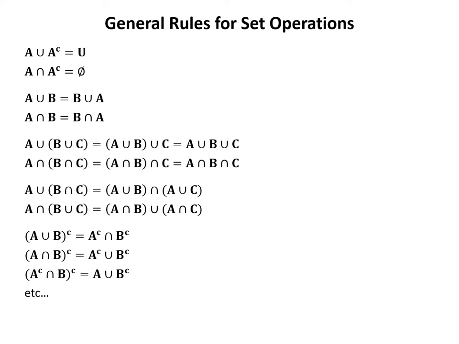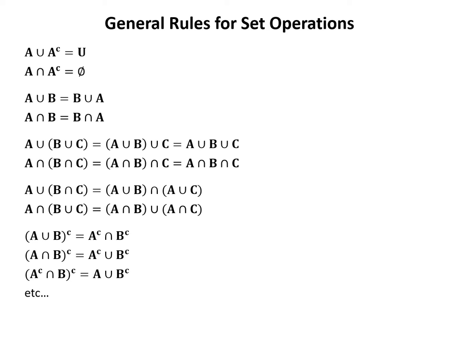Here is a further set of general rules for operations on or between sets. The first two are about how a set and its complement relate to each other. The first one tells us that the union between any set and its complement is equal to the universal set, and that's simply because all elements in any universal set are either in any particular set you define within the universal set, or in the complement. So if you put any set and its complement together in a union, you get the entire universal set.